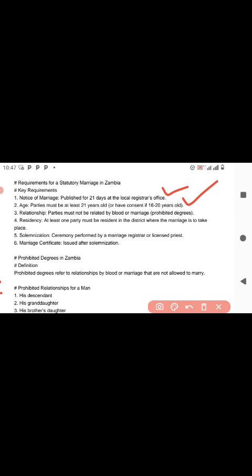If they are, there should be consent from parents. Then the husband and wife to be should not be related by blood. And then in the district where the wedding ceremony or the solemnization is to take place, both parties must be residents, or at least one must be a resident of that place. Then there should be that ceremony, the solemnization, which is the wedding, and finally the marriage certificate must be there to offer or to act as proof that people are actually married.